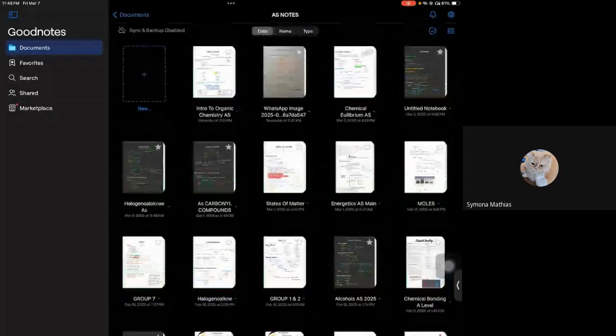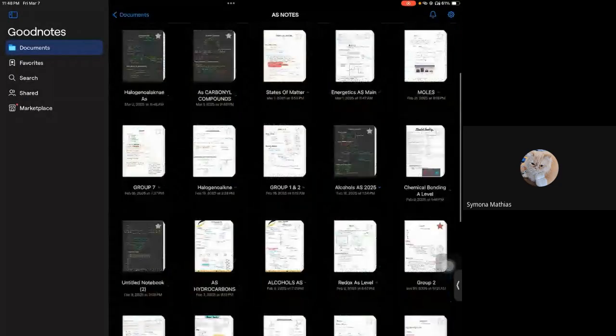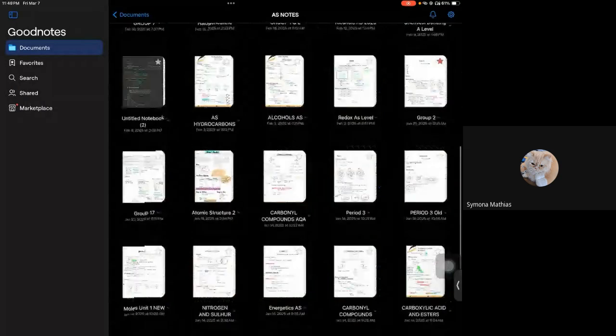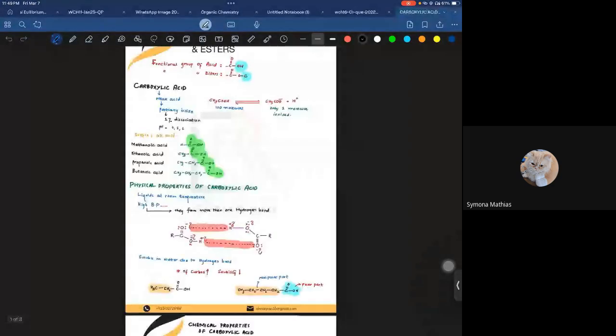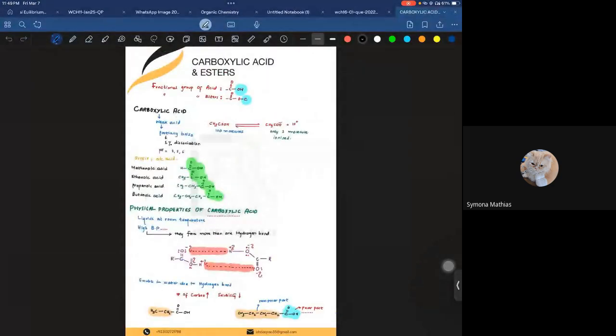So it's the carboxylic acid and esters. In this chapter, we are going to discuss in detail carboxylic acid: what carboxylic acid is, what its properties are, and what the difference is between a weak acid and a strong acid. How it differs from those that you have previously studied, that was alcohol, alkene, and alkane.